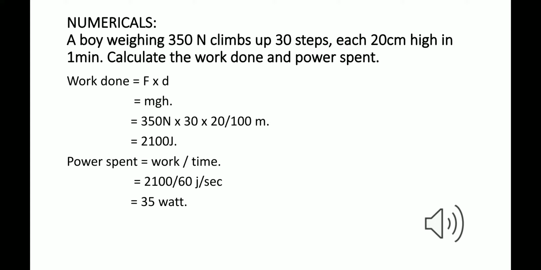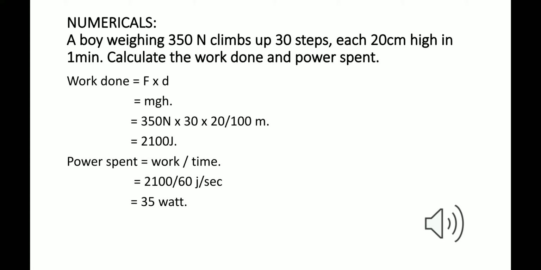A boy weighing 350 Newton climbs up 30 steps, each 20 centimeter high, in 1 minute. Calculate the work done and power spent. Now, work done is force into displacement, and force will be taken as mg, and d will be h here. So the work done will be in the form of mgh. Now, it has been given that force is 350 Newton. So mg is given as 350 Newton.